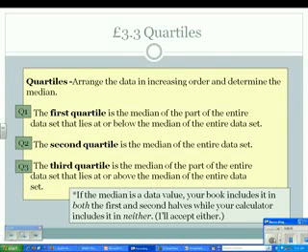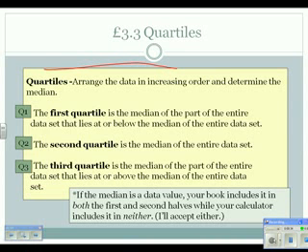So here we are with quartiles. So quartiles, again, in the English language, quartiles would be quarters. So we're breaking the data into quarters when we talk about quartiles. The first quartile marks the first fourth of the data. The second quartile is really kind of the half of the data.